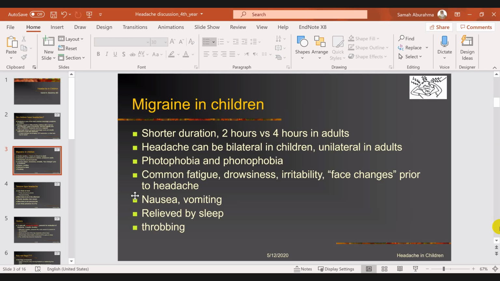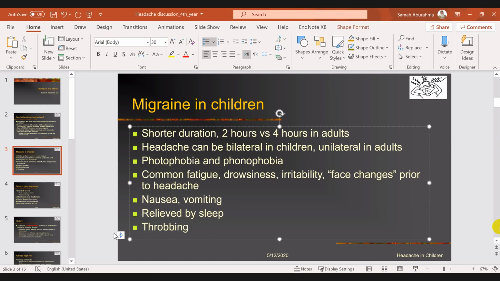Children very commonly complain of a premonitory symptom. They may complain of having a fatigue. Very commonly, mom will say that he's had a fatigue all day, he's been drowsy, he's been irritable. Sometimes she says he looks pale, he's had face changes prior to the headache. So this is a very common scenario for mom to complain of these symptoms before the onset of the headache. They can also have nausea and vomiting, and it's usually relieved by sleep and throbbing in nature. So these are the components of your history when you'd like to differentiate between a migraine or a primary headache in children or a secondary headache in children.